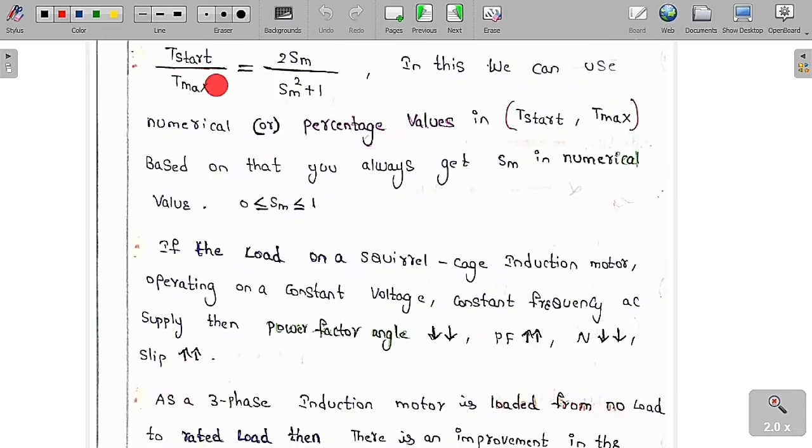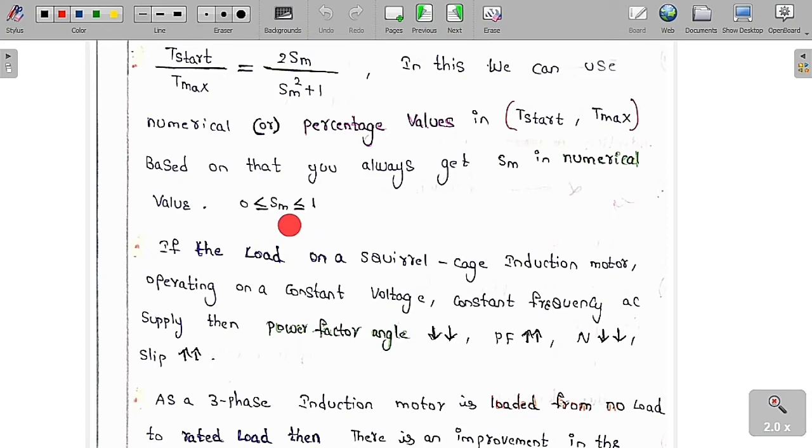The ratio of the starting torque to maximum torque is equal to 2 into Sm into 1 by 1 square plus Sm square. In this we can use the numerical or the percentage values of the starting torque and the maximum torque. Based on that you will always get Sm in numerical value. So Sm is going to lie between 0 and 1. You can use either numerical values or percentage values, and you are going to get the same result, which is Sm always lies between 0 and 1.